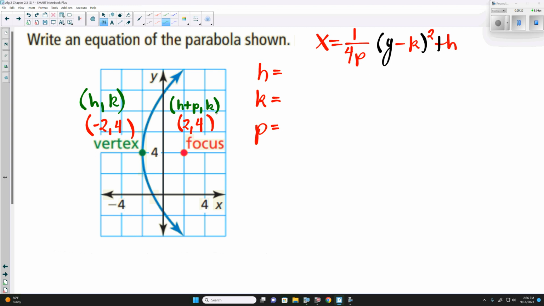Now the vertex does give us some very useful information. It tells us the h value is what? It also tells us the k value is. And our focus does agree that the k value is indeed 4, because those are going to be the same. Now it doesn't directly tell us what the value of p is, but we do know that h plus p should equal what? 2.